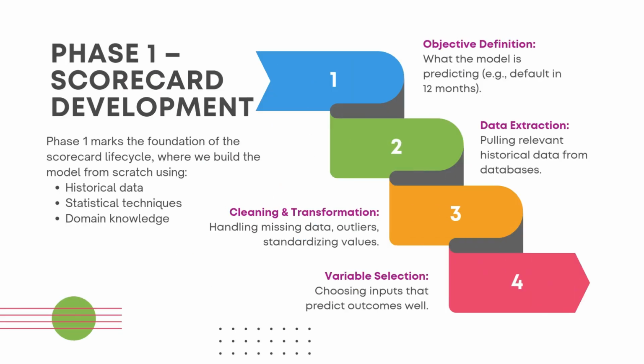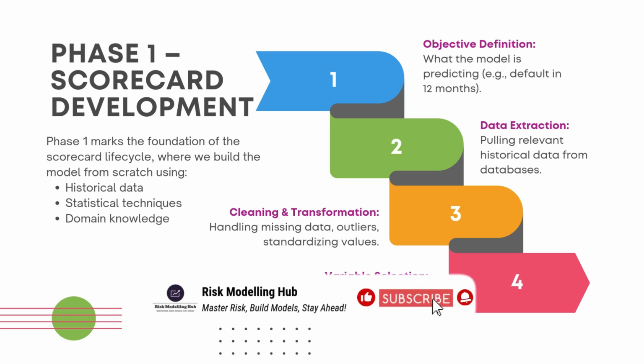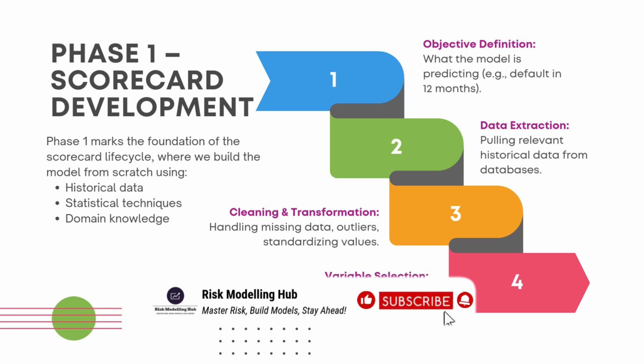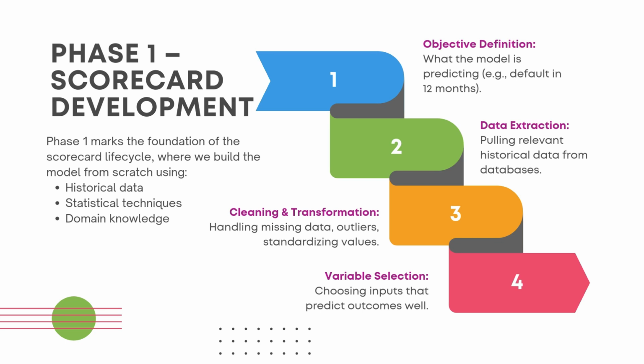Now let's move on with phase 1, which is the scorecard development phase. Let's break it down into the steps. Objective definition. Clearly define what the model is predicting. For example, the probability of default within 12 months. Let's say we have picked up this definition. Data extraction. Pulling historical data on customers and their performance, whether approved or rejected applications. Cleaning and transformation, which means handling missing values, treating outliers, and standardizing the variables. Variable selection, it means choosing variables that are predictive and make business sense.